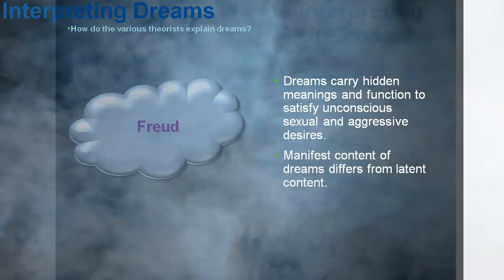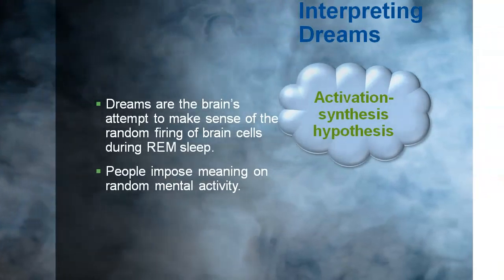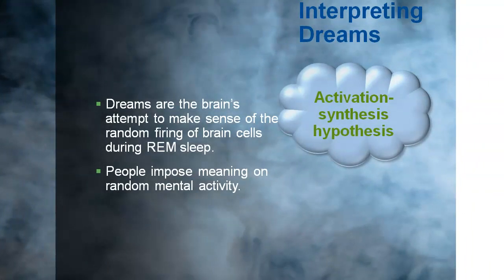Then another theory for dreaming is the activation synthesis hypothesis. And this is the whole idea that there is random firing that is going on in the brain, and so the brain is making sense of that. And so that is activation synthesis hypothesis.